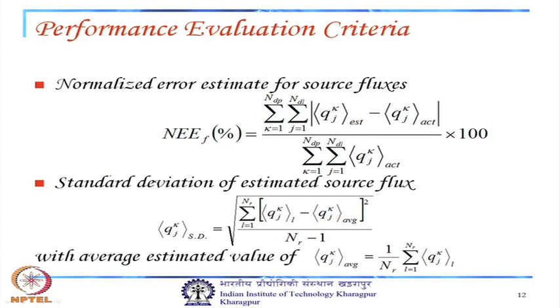So, what is our evaluation criteria? We have used this normalized error estimate for source fluxes. This is the actual value and this is the estimated value. This is the average for a particular case, and this is the number of realizations. So, for multiple realizations, what is the difference? From this we can get the standard deviation of the estimated source flux, and this is the average estimated value of the source strength.